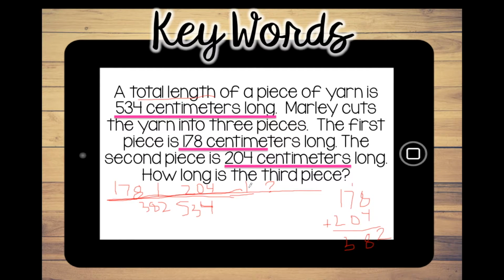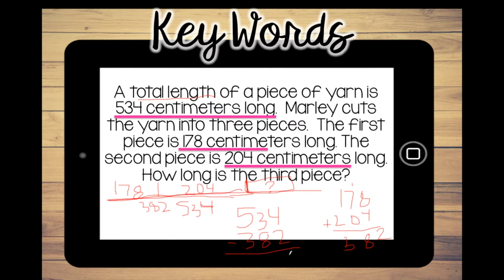So how are we going to figure out this little piece right here? We're going to subtract. So we're going to have 534, and we're going to subtract to find this little guy right here. That's what we're finding. And we know that this piece over here is 382, and the whole piece is 534. So we're going to subtract to find the answer. So we have 534 minus 382.